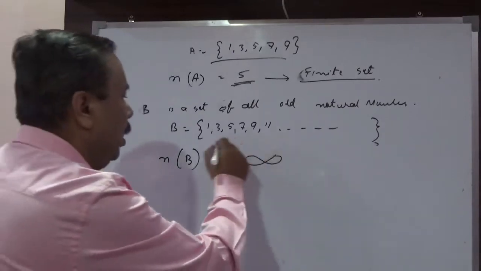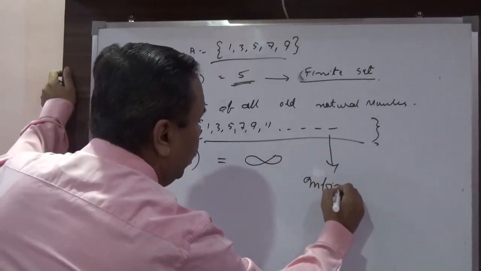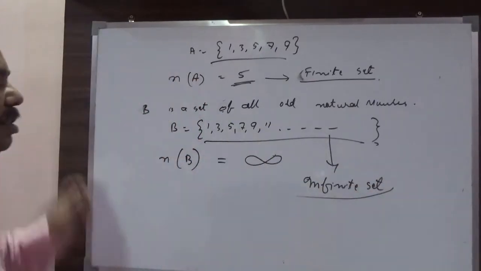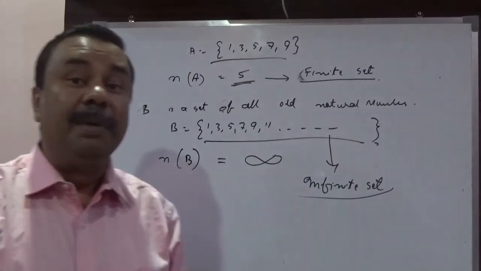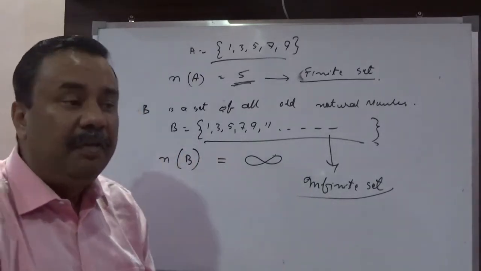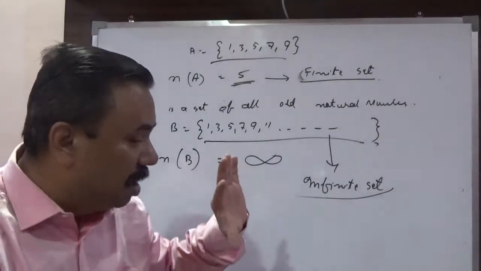So that is why this set is called an infinite set, where the number of elements is not limited. The number of elements is infinite. Okay?